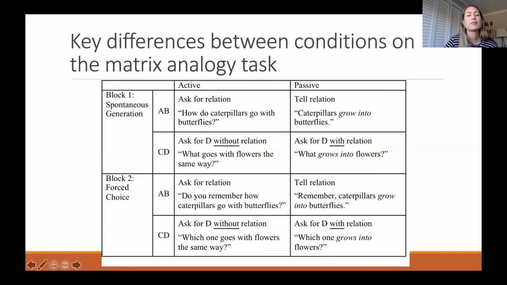And then, so we first had this sort of spontaneous generation. If they didn't come up with the answer, we asked for it even more specifically. So we really did a lot of work to make sure that they could do it. And what we found is that children were almost always successful. So they actually knew this relation. The problem here, if kids are not doing this, is not that they don't know how a caterpillar actually goes with a flower, for example, right? I mean, a butterfly.